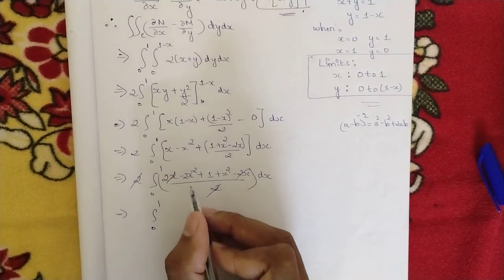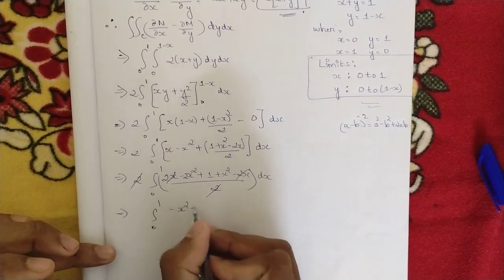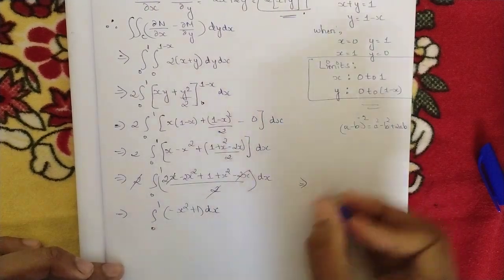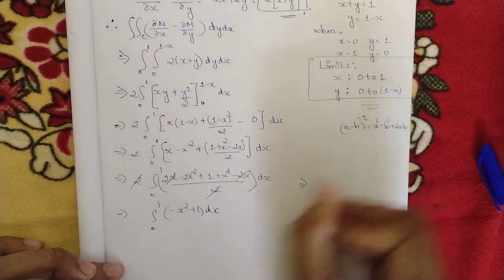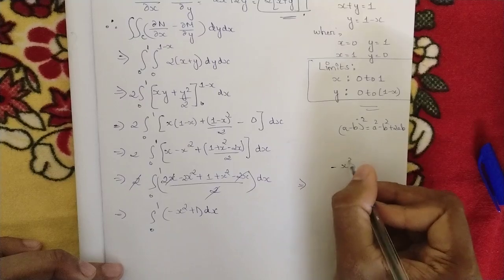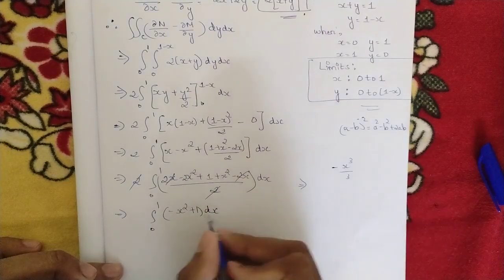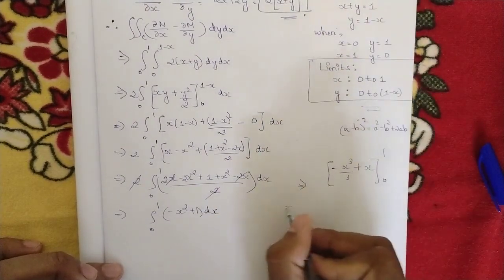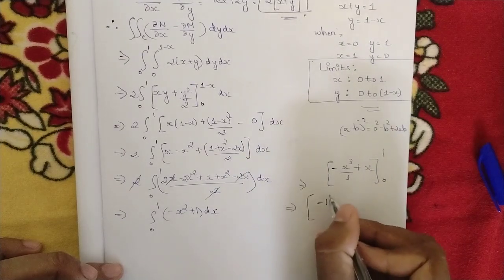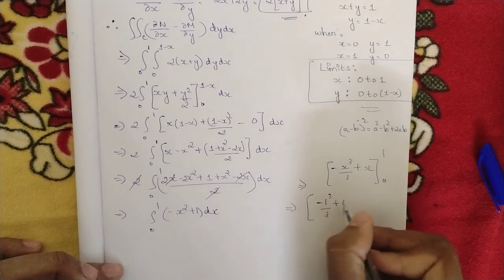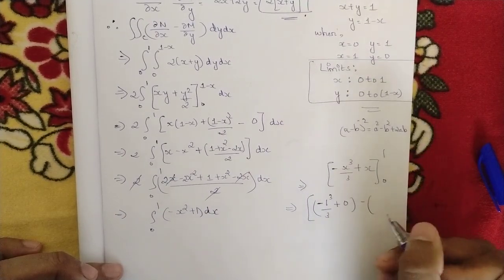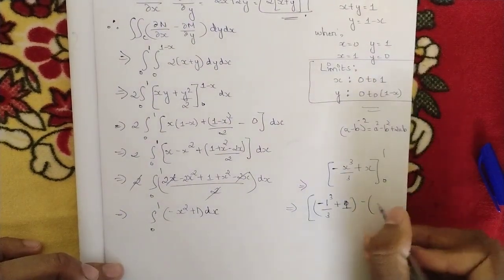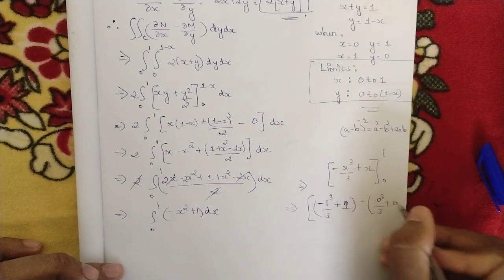x square minus 2x square, that is minus x square plus 1 dx, right? So solve, putting the integration: integration of minus x square is minus x cube by 3, and integration of dx is x. Limits are from 0 to 1, so put the limits. Upper limit: minus 1 cube by 3 plus 1, and lower limit: 0 cube by 3 plus 0, right?